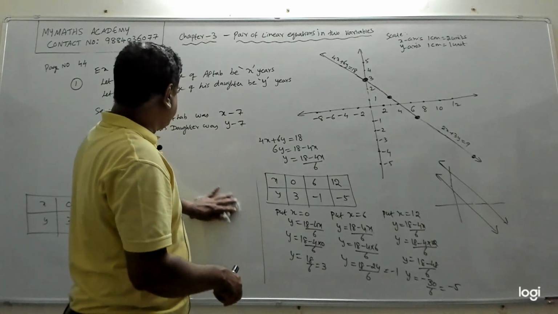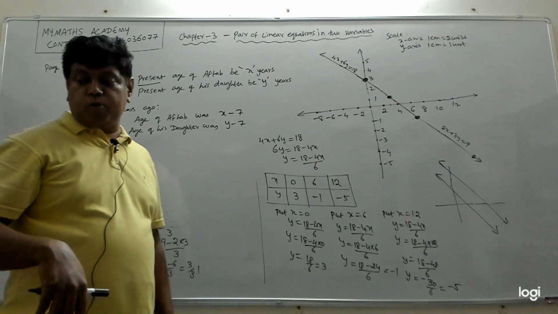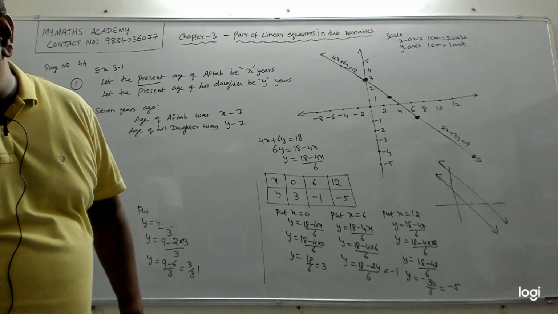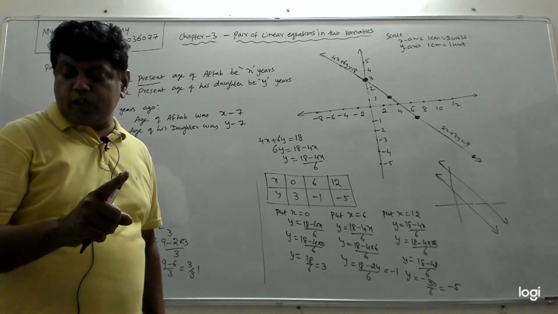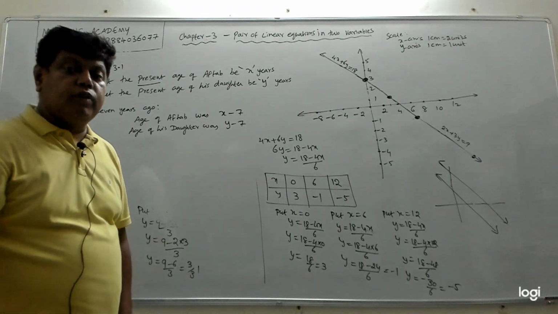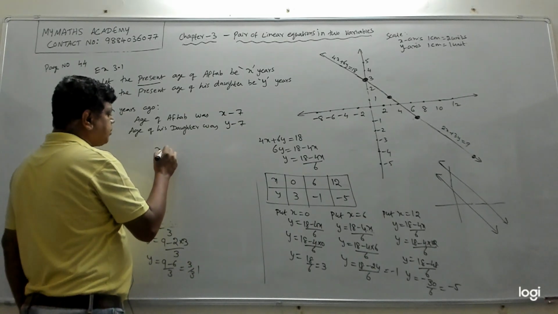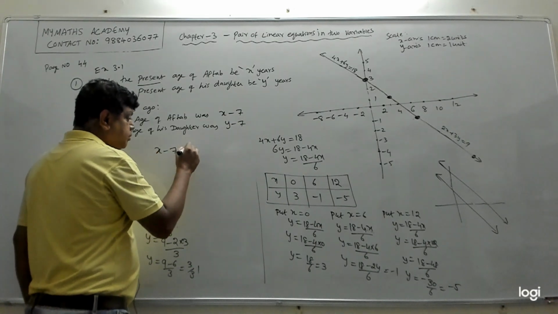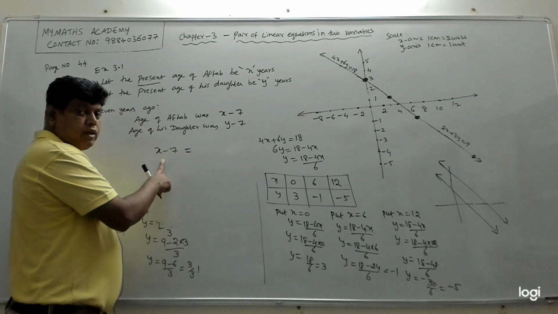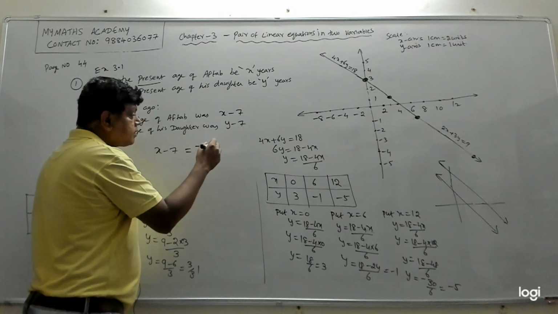So 7 years ago means you just need to subtract 7 from the current age. Now the other section they are talking about, we should read the statement. What he says: 7 years ago I was 7 times as old as you were. So 7 years ago, what was Aftab's age? X minus 7. 7 years ago Aftab's age was X minus 7. 7 years ago Aftab was 7 times as old as you were then.